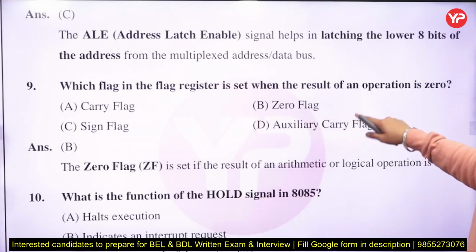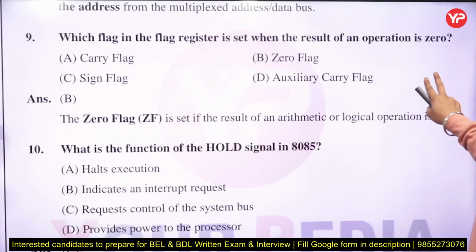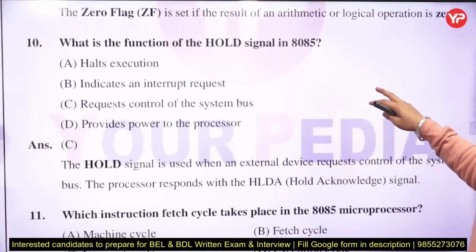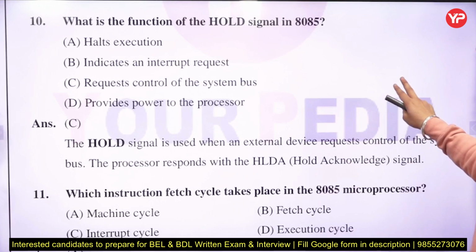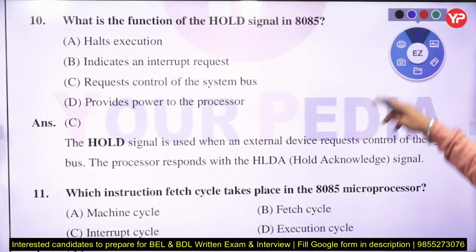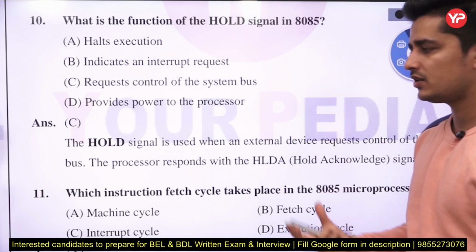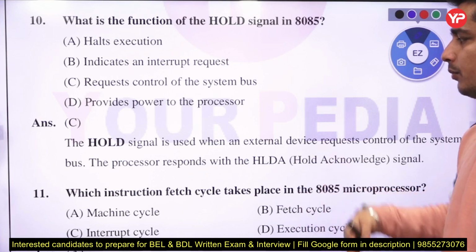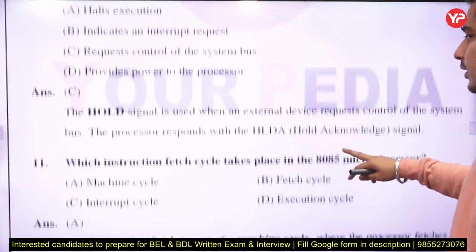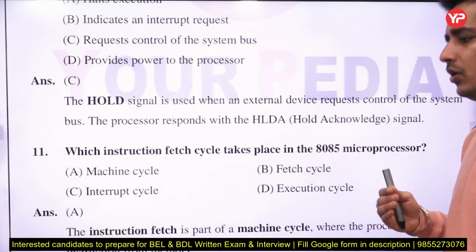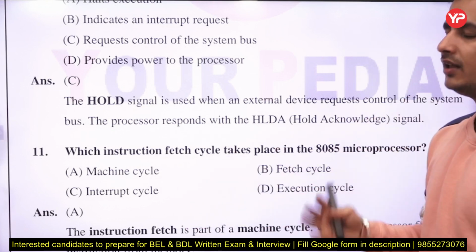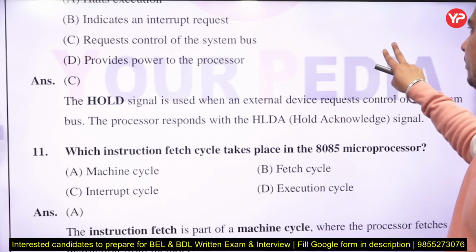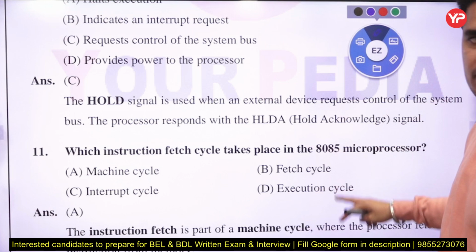Which flag in the flag register is set when the result of an operation is 0? That is the zero flag, right? I already discussed this with you. What is the function of the hold signal in 8085? The hold signal requests control of the system bus. When the microprocessor receives this hold request, it sends an acknowledgement signal saying you can now do what you want, once the microprocessor finishes the operation it is currently executing.